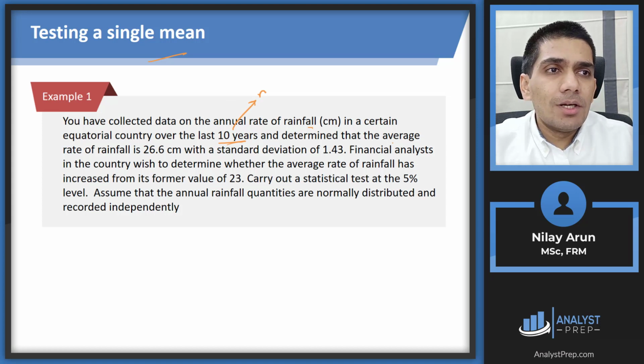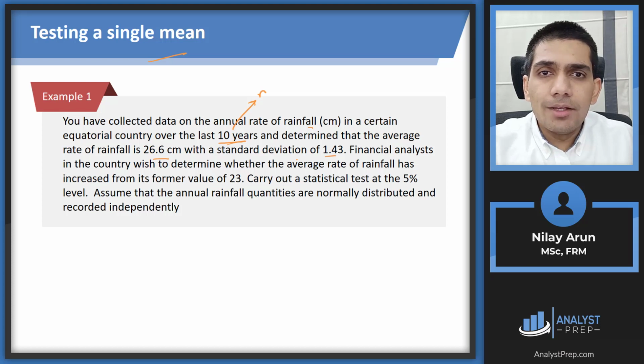And we have determined that the average rate of rainfall is 26.6 centimeters. So that is the average rainfall that we have recorded. That is 26.6. That is the other data point. The standard deviation is 1.43. So we need to use these two.